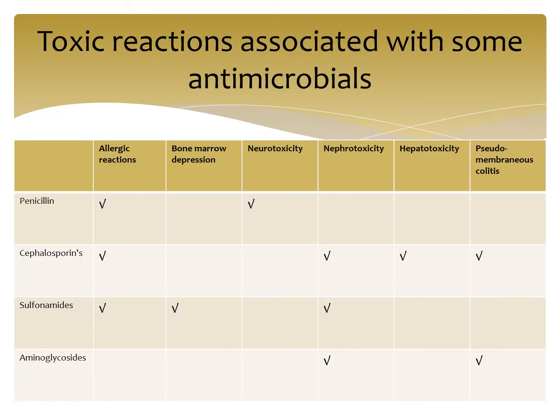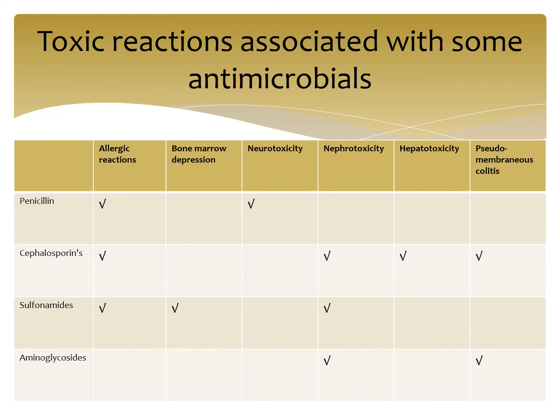Now, anytime we use antimicrobials, we want to avoid toxic effects on our patients. And as you can see here with the different classes of antibiotics, there are some toxic reactions that are associated with these classes of antibiotics. For example, people tend to have allergic reactions to penicillin, cephalosporins, and your sulfonamides. They can have bone marrow depression when it comes to the sulfonamides. They can have brain toxicity or neurotoxicity with penicillin.